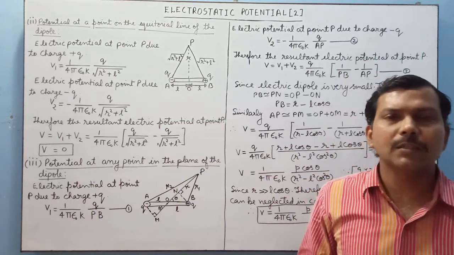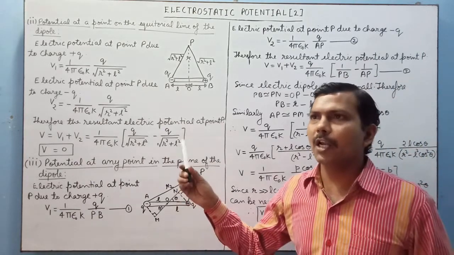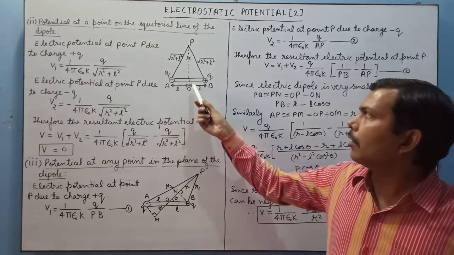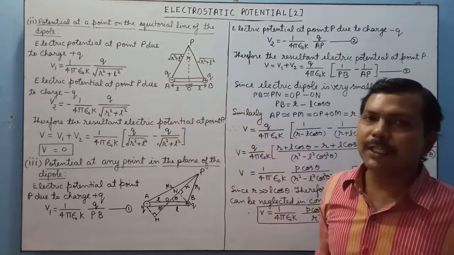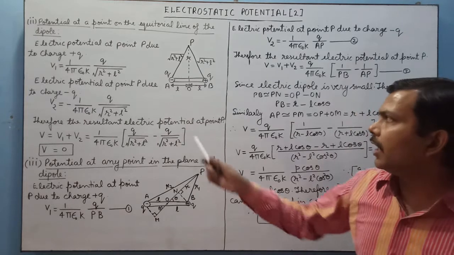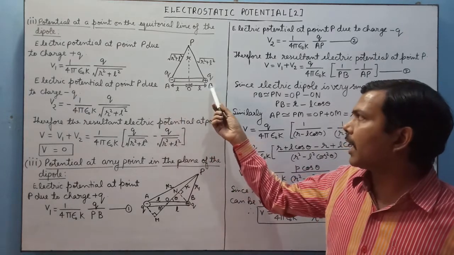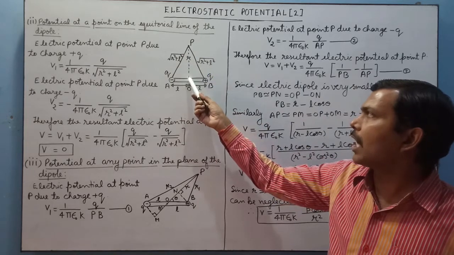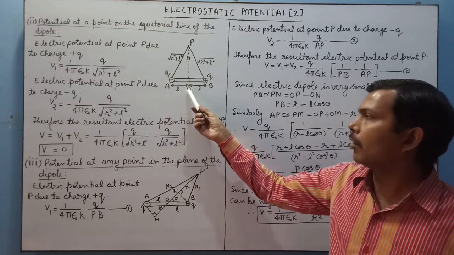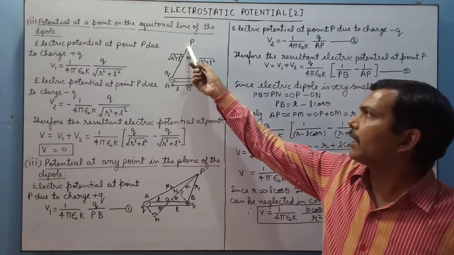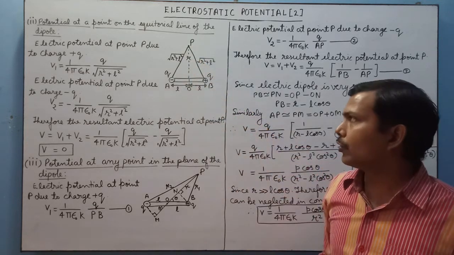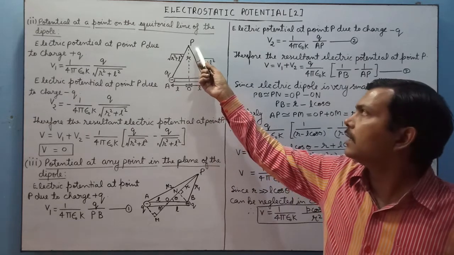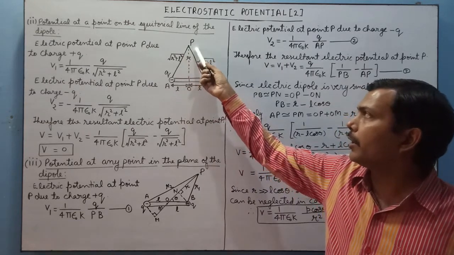Next I will discuss electric potential due to an electric dipole on the equatorial line of the dipole. Let us consider a dipole AB and a point P at a distance small r from point O, the center of the dipole. This point is lying on the equatorial line of the dipole, and we have to determine the electric potential at point P.